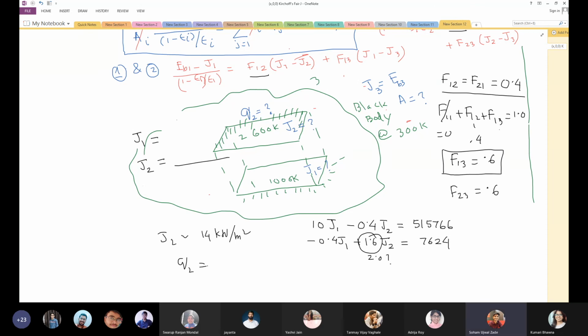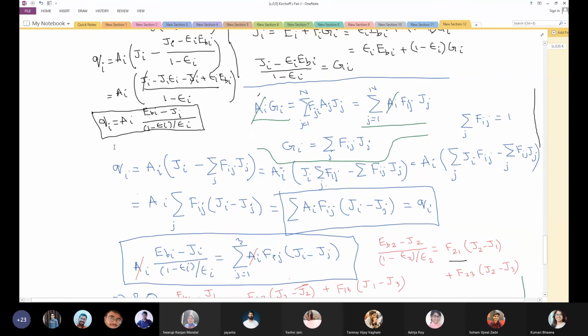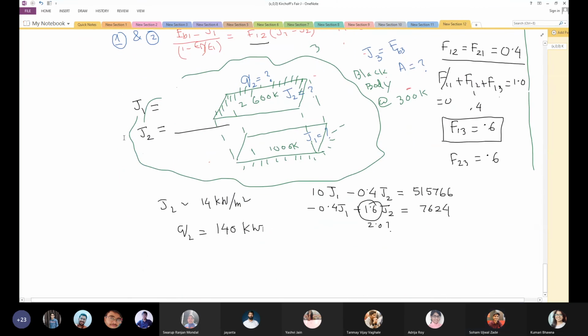141 kilowatt. 131. 141. 140. So you cannot just multiply it with the area. You have to put it in this expression. So I hope you put it in the expression, right? This is the expression where you have to put it. Sorry, sir, I multiplied by area directly. You have to put it here.